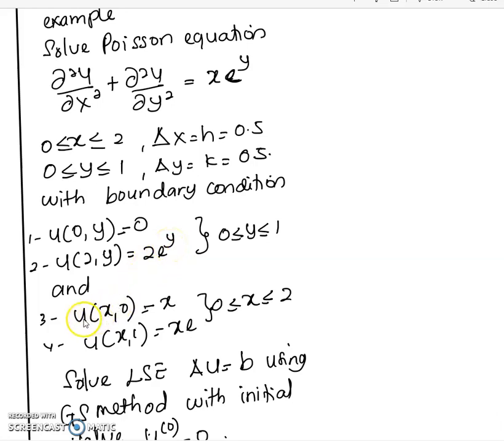The second is for x between 0 and 2: if y equals 0, u is equal to x, and when y equals 1, u equals x times e. So let's find the solution domain, with x between 0 and 2 and y between 0 and 1, with an interval size of 0.5.